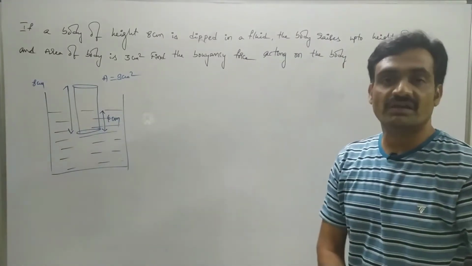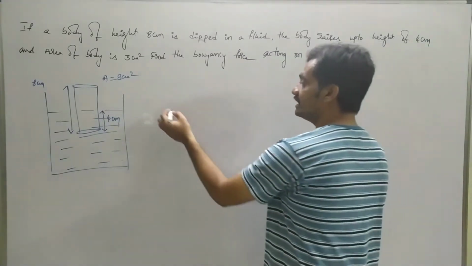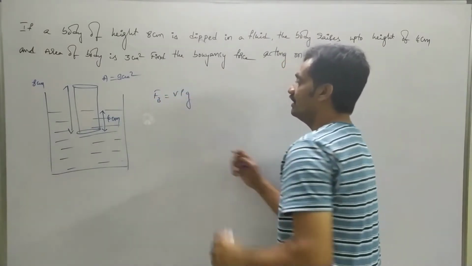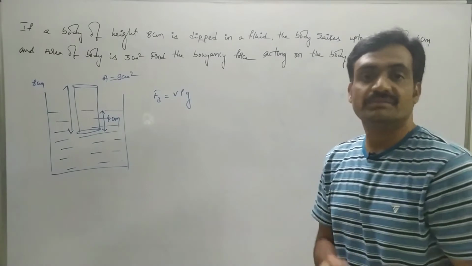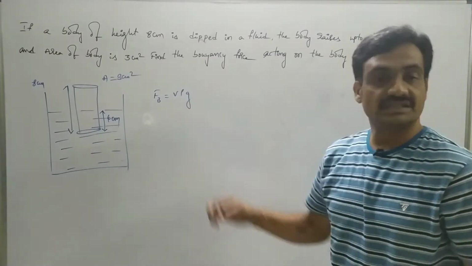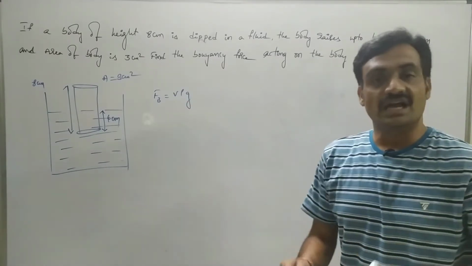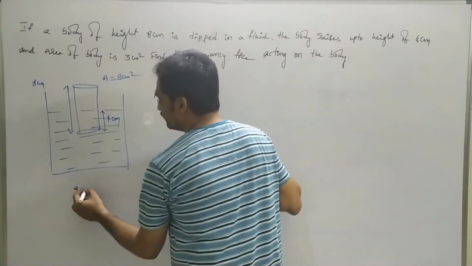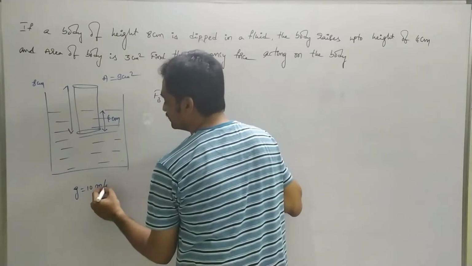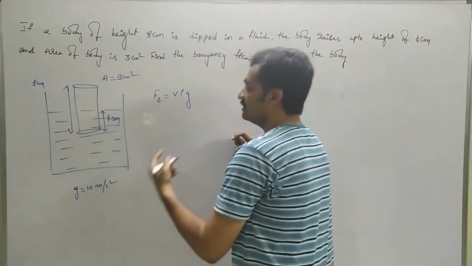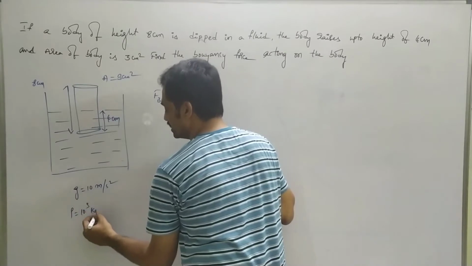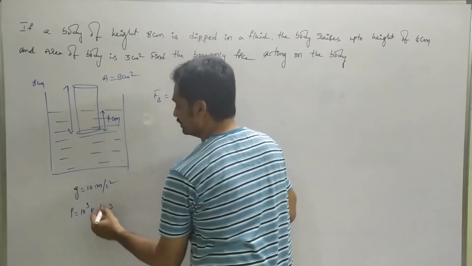Based on this data, now we have to represent the buoyancy force, where we know that buoyancy force F suffix B is equal to V rho g, where V is the volume of the body immersed in the fluid, rho is the density of the fluid and g is acceleration due to gravity. We know that acceleration due to gravity can be represented as 10 meter per second square, and the density of the fluid, nothing but water, is 10 to the power of 3 kg per meter cube.